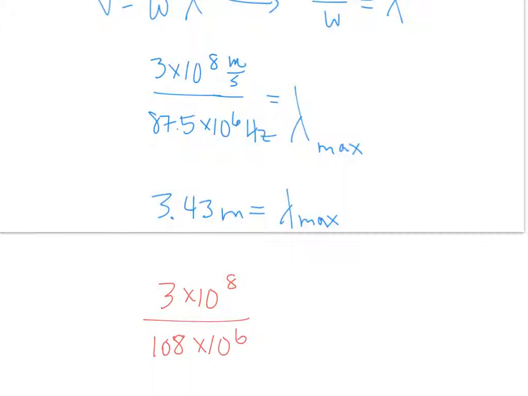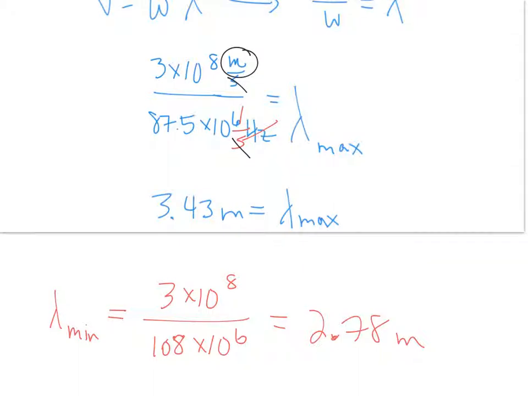Okay, and I know my units are in meters because I have meters per second, hertz, which is really 1 over seconds, which means the seconds cancel in both spots up there, leaving behind meters. For this, you're going to get 2.78 meters. And that's going to be the minimum wavelength. Okay, so the wavelength of the FM band does not extend very far in the wavelength. From 2.78 meters to about 3.43 meters.